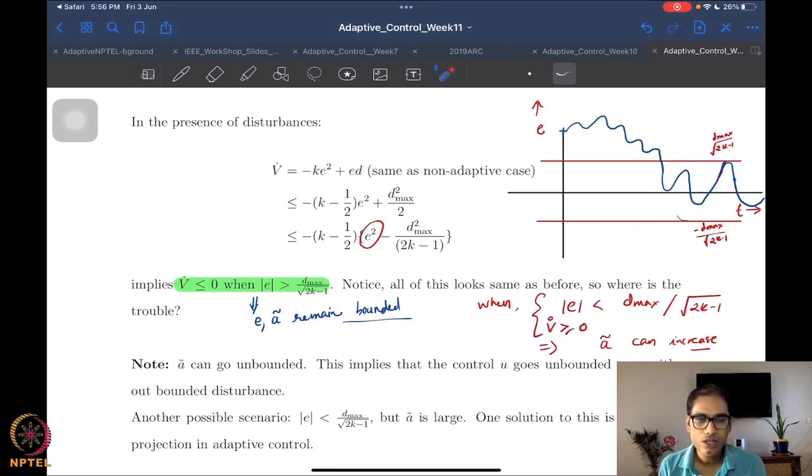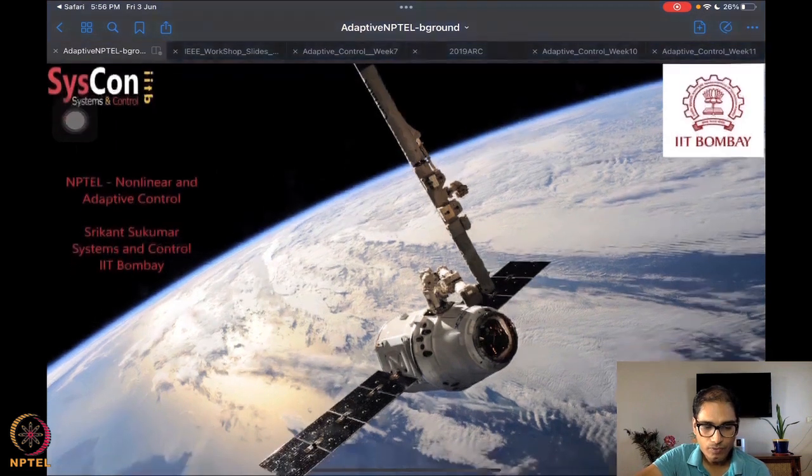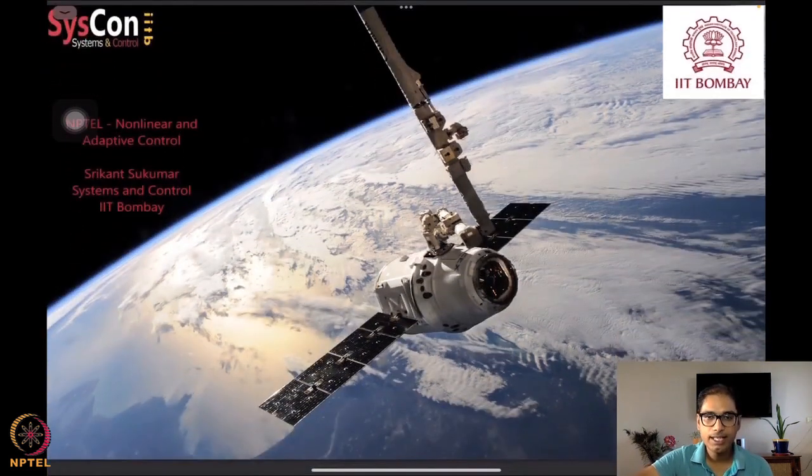So this is what we will look at in the upcoming session. That is how to do parameter projection, at least one way of doing parameter projection in adaptive control. There are quite a few ways, but we will look at one way. Excellent. So what did we look at today?